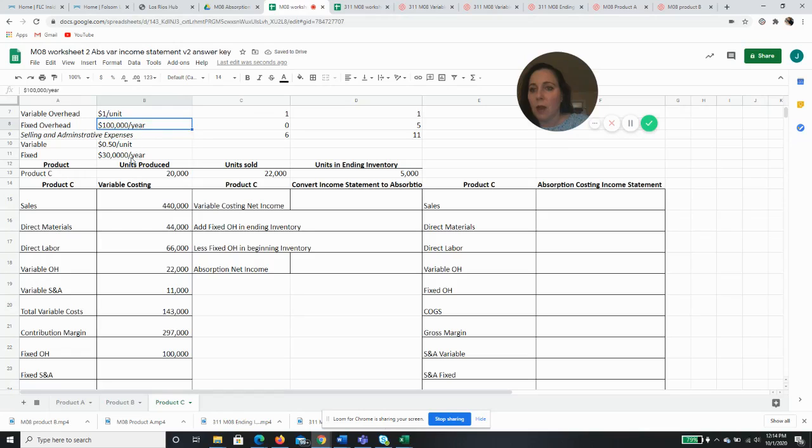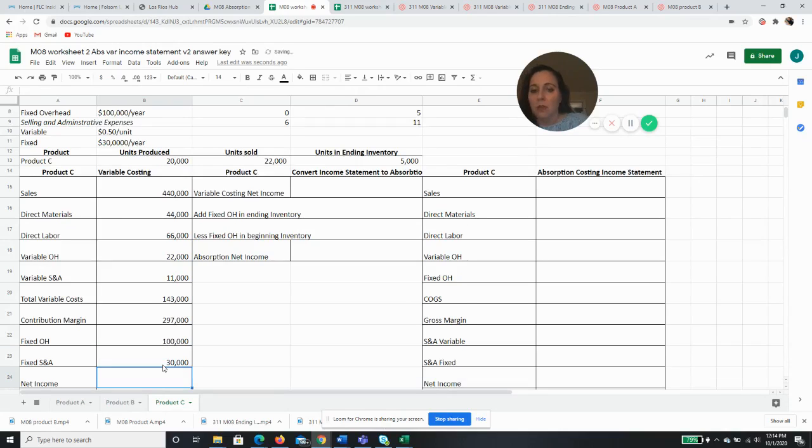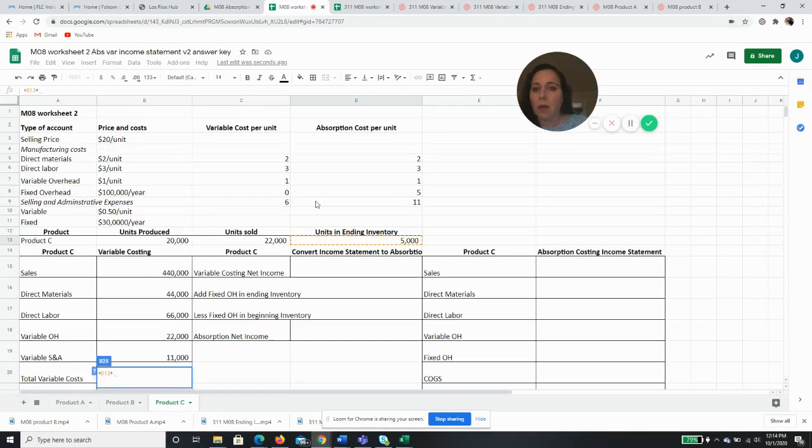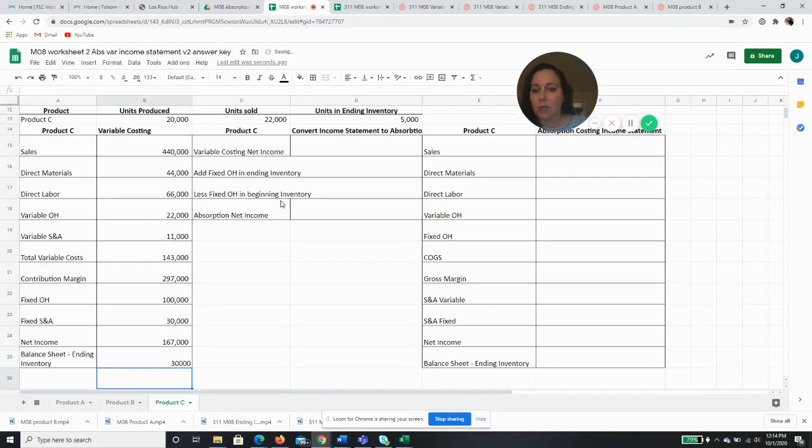Our fixed overhead is 100,000. Got that right here. Our fixed S&A, our variable selling costs are 300,000, or selling and administrative, or 30,000. So then our contribution margin minus our fixed overhead minus our fixed selling and administrative is 167,000. Let's do our ending inventory, 5,000 units times our product cost under variable costing, which is 6, that is 30,000 in ending inventory.